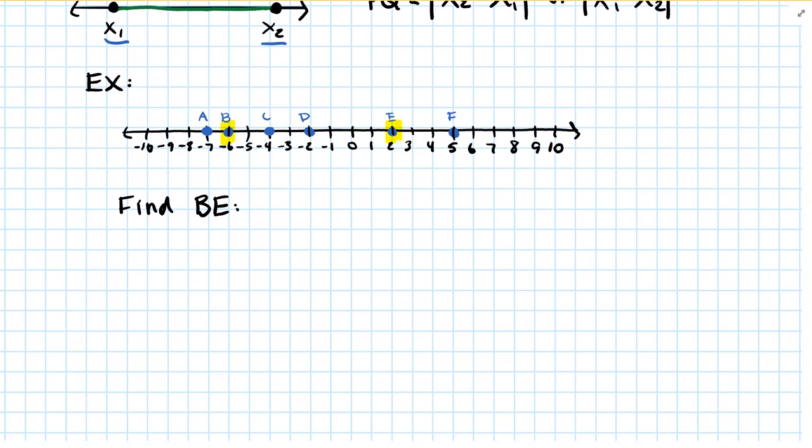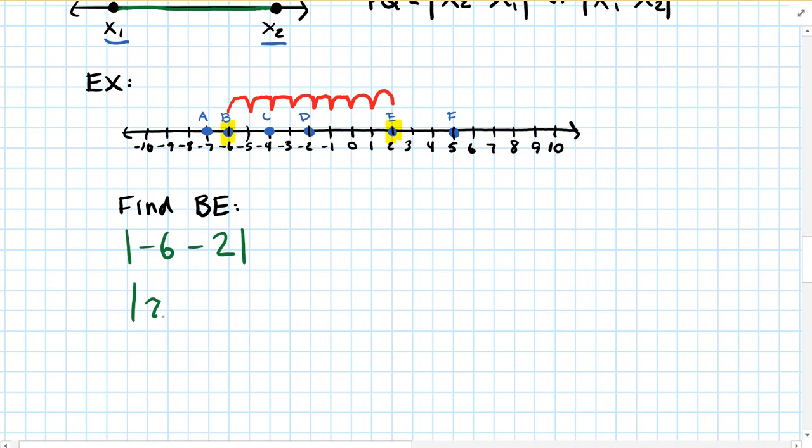So I could, if I wanted to, just count how many spaces there are between B and E, which is 1, 2, 3, 4, 5, 6, 7, 8 spaces. However, if I wanted to be more formal about it, I would plug them into my equation. So I would take the absolute value of, and I can go either direction, -6 minus 2, or 2 minus -6. Absolute value, and this becomes the absolute value of -8, which is just 8. And this is just the absolute value of 8, which is 8.